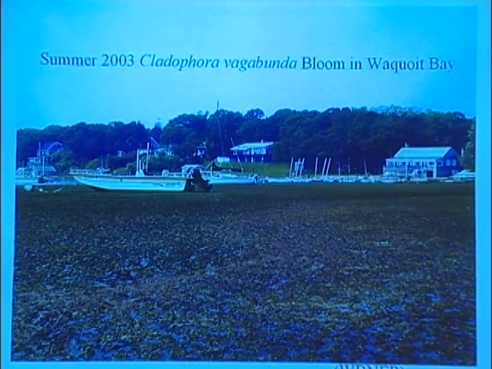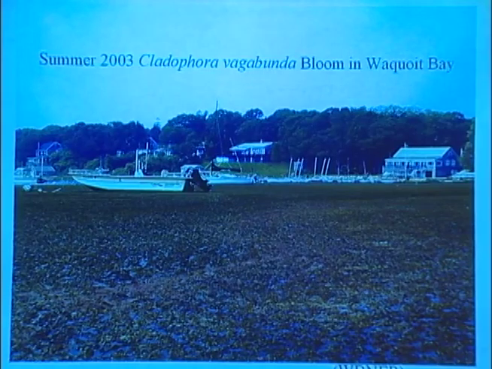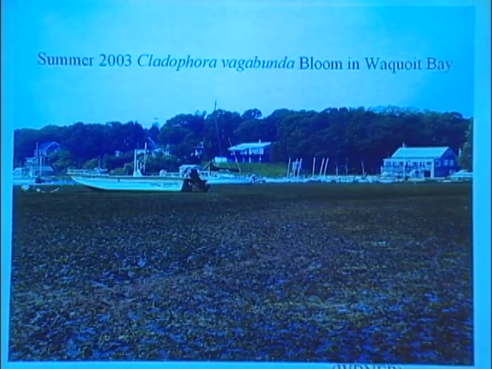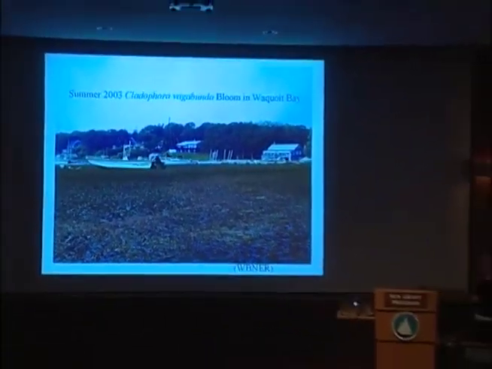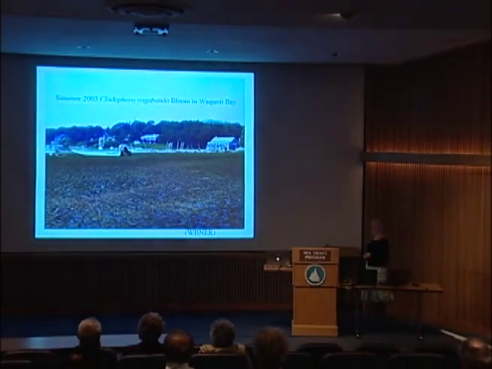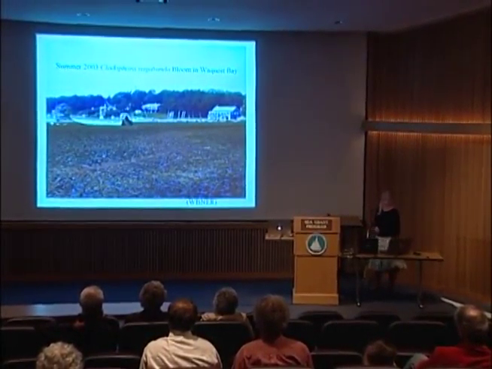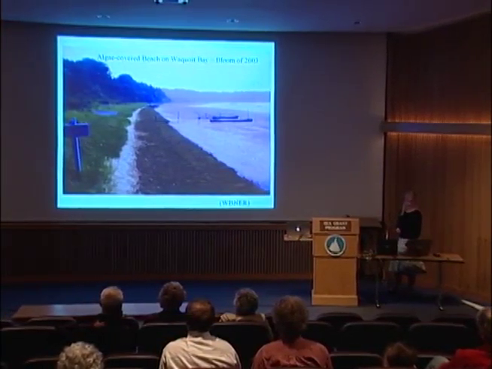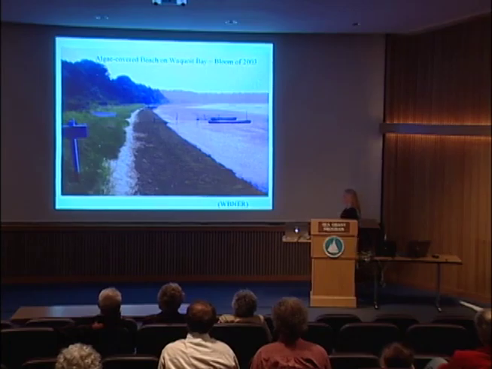This is not a sandbar in the middle of the bay. This is an algal bloom. This summer of 2003, there was an excess of this algae. It got a bit out of control, and a lot of the mats dislodged and came off the bottom of the bay. And as you can see, in the harbor, the boats are kind of covered up by the algae.